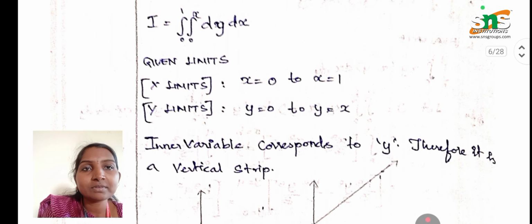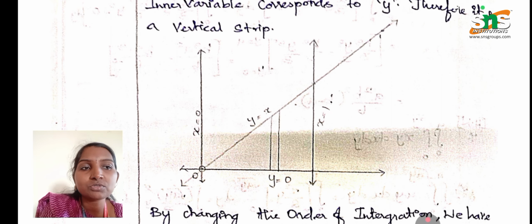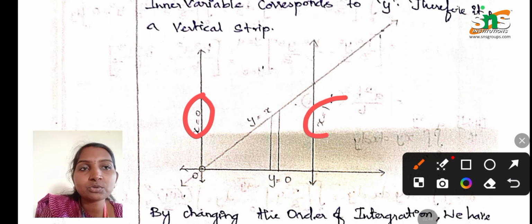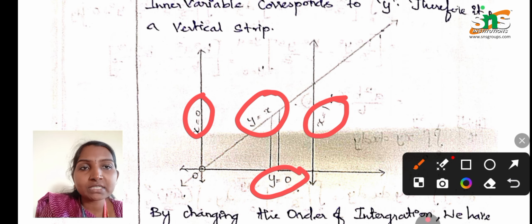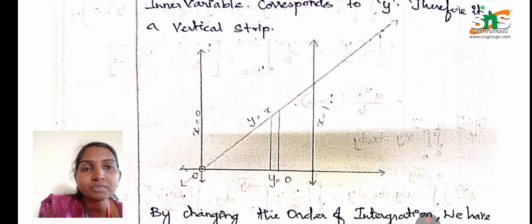Since we have the limits as x is equal to 0 to x is equal to 1, where is x is equal to 0? It is on the y-axis. Where is x is equal to 1? It is parallel to the y-axis. Where is y is equal to 0? It is on the x-axis. Where is y is equal to x? It is a line which is diagonal to both the axes. So now we have drawn the axes or the limits given.